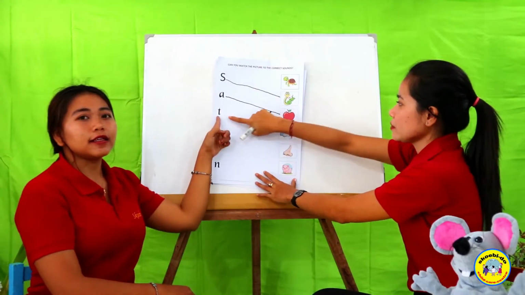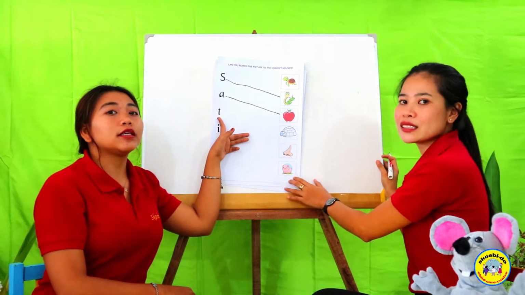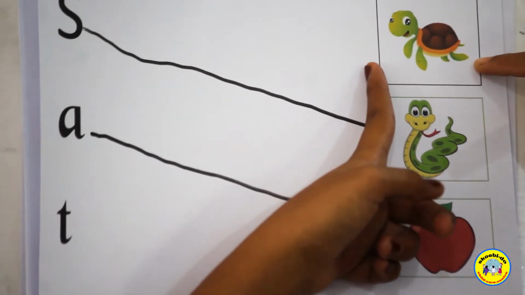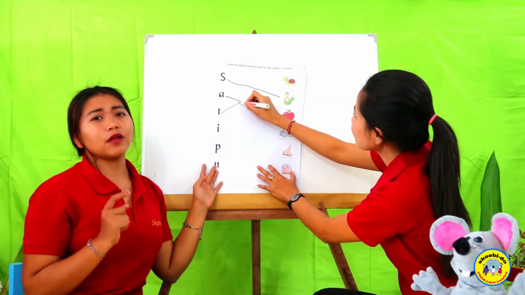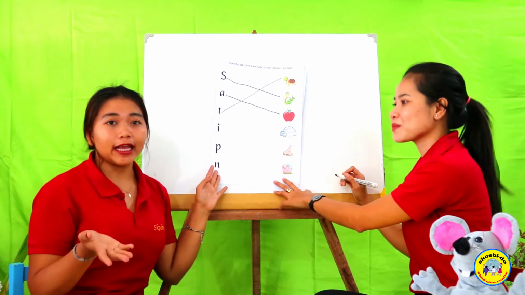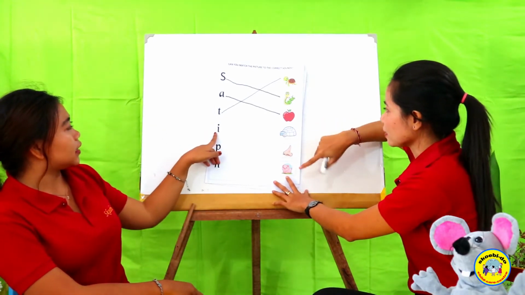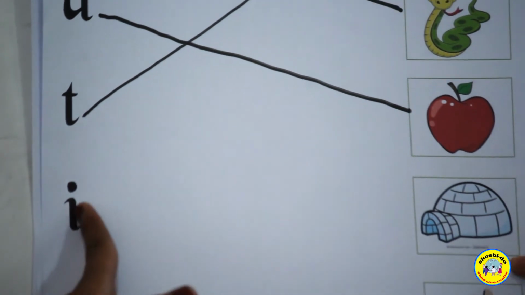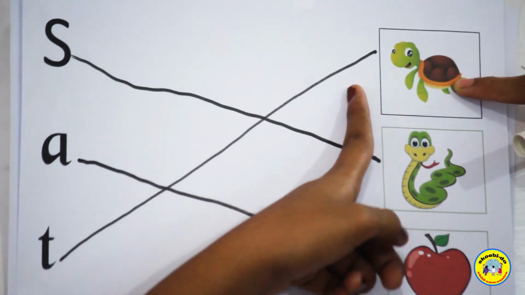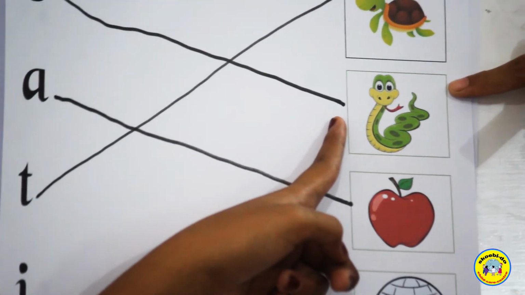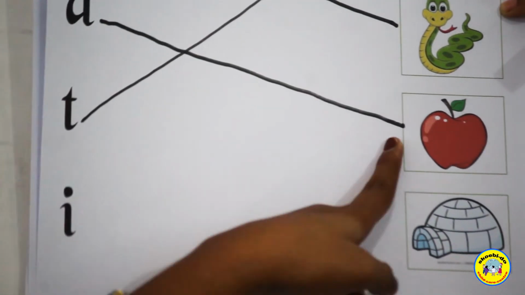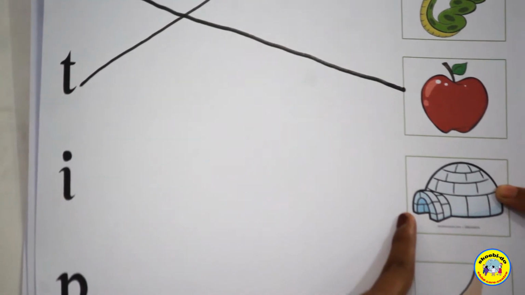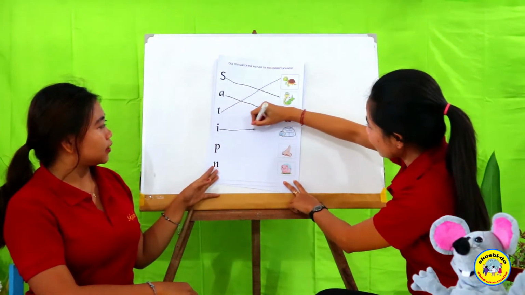Okay, now next, this is letter T. It makes the sound. So T is for turtle. Yes, that's correct. You have to remember the sound, kids, so you can find the correct answer. Okay, now next, this is letter I. This letter I makes the sound. So I for turtle? No. I is for snake? No. I is for apple? No. Is I for igloo? Yes, that's correct. We draw a line.